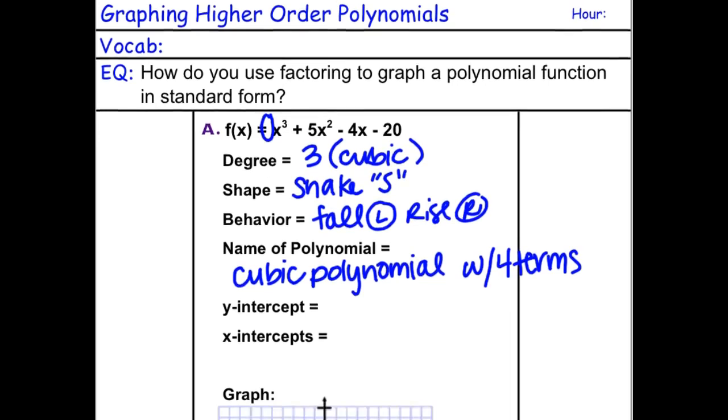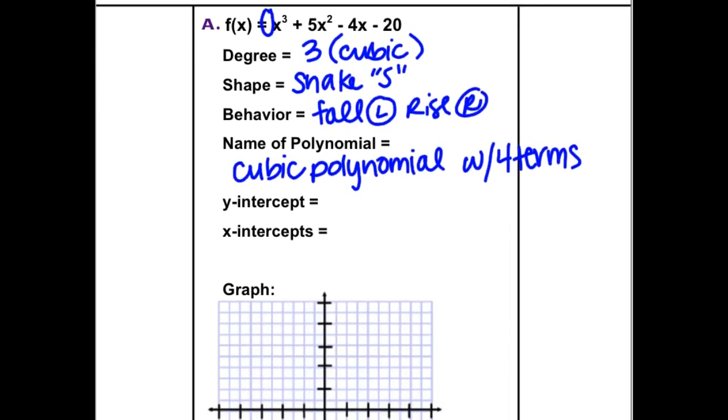Y-intercept. Y-intercept takes us back to exactly how we found it with standard form for quadratics. We could put a 0 in, but ultimately that constant term is going to be our y-intercept, so we got 0, negative 20. Yes, I know that jumps way off the graph, but we're going to show you how that jumping off the graph works in terms of a sketch, instead of having to restructure the entire axis.